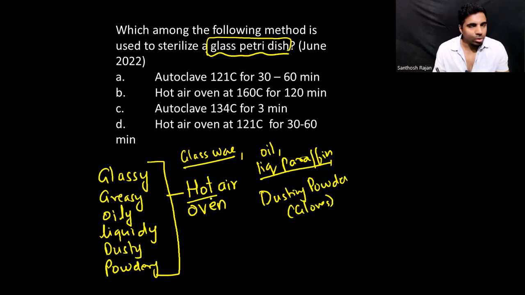How to remember the temperature? It's 160 degrees for 120 minutes. That means the answer is 160 degrees for 120 minutes. But sir, autoclave temperature confusion. There shouldn't be any, but even so, I am okay.